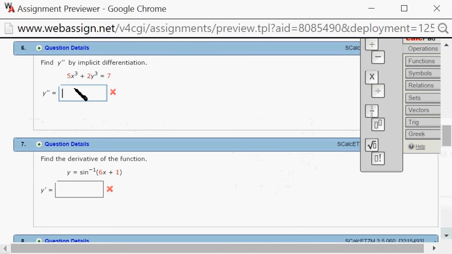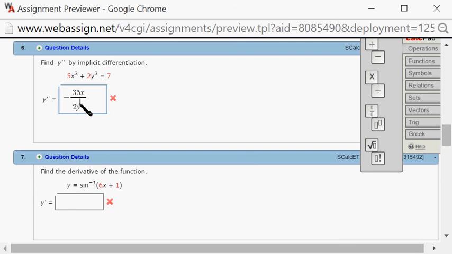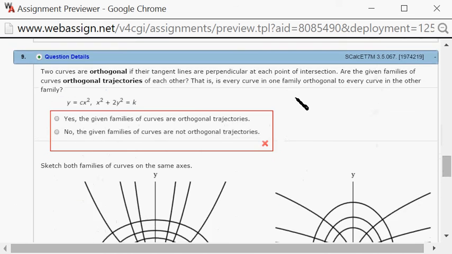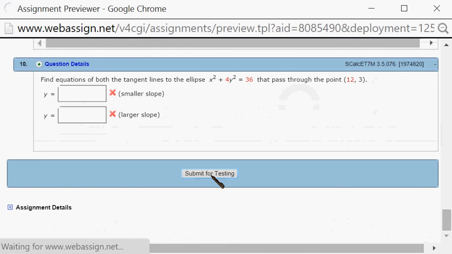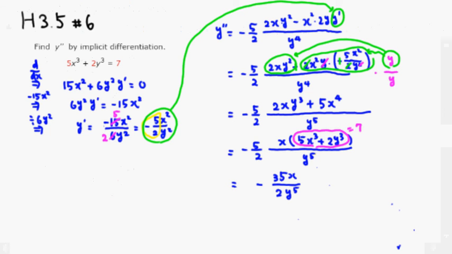So we plug in negative 35x over 2y to the fifth power. Right? So let's submit for testing. Alright, it came back and looks like we got this one correctly. Alright, that's it. I hope that this was clear.